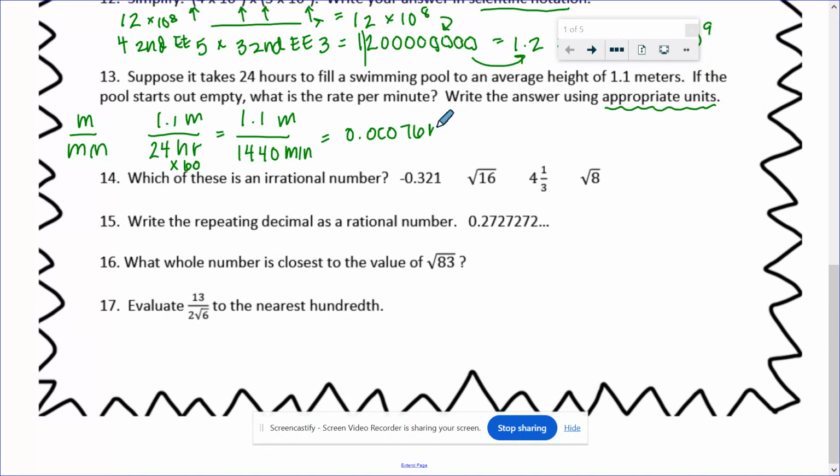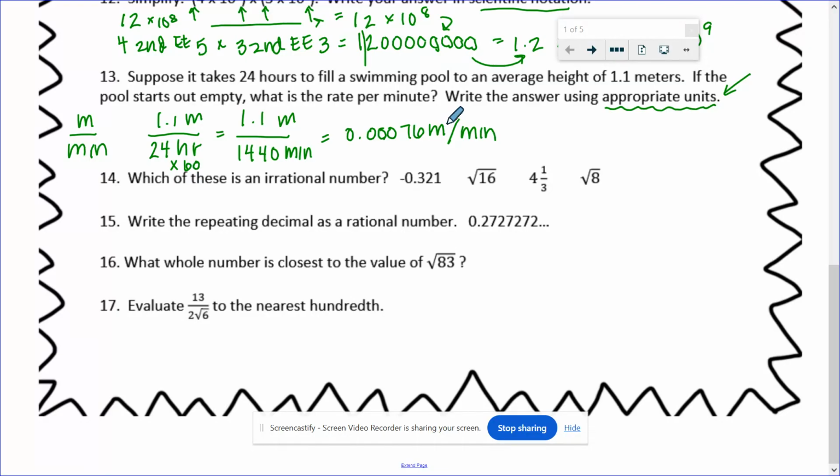When I divide these two numbers, I end up with 0.00076 meters per minute, and this is where this sentence comes into play. So this is not, that's a 0, I'm struggling with my zeros. Write an answer using appropriate units. This is not appropriate because how much is 0.00076 meters? We could definitely simplify that.